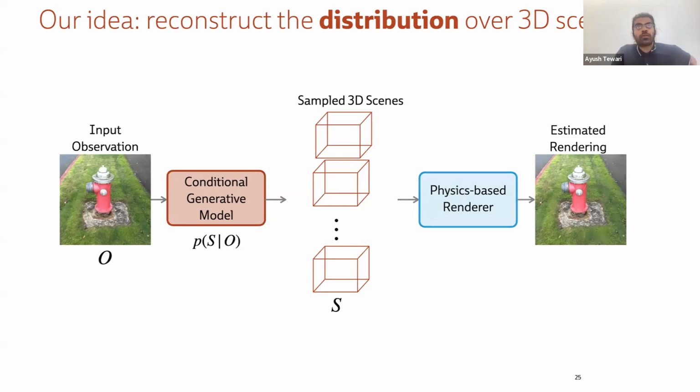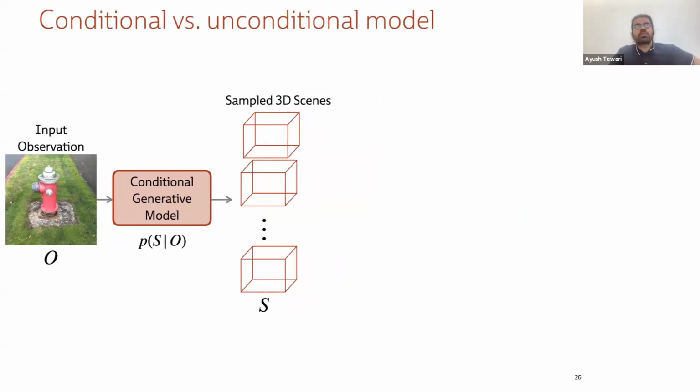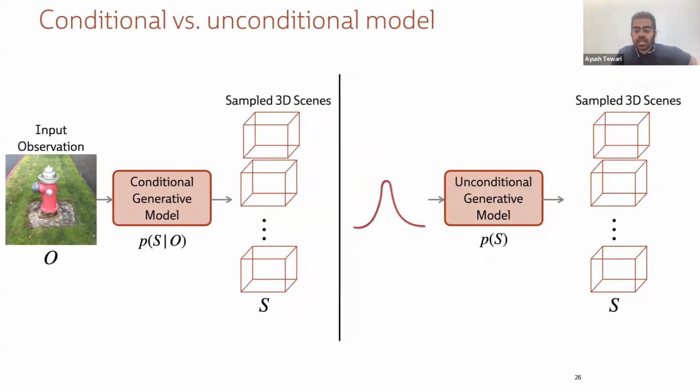So before I show you how the conditional model works, I want to explain how an unconditional model over 3D scenes would work. So the difference is that now we're only modeling P of S rather than P of S conditional on O. So there's no O observation in this case. We just want to learn the prior distribution over 3D scenes. And once we go over this, we can go back to the conditional case, because that's what we're really interested in. Then we can look at the results.